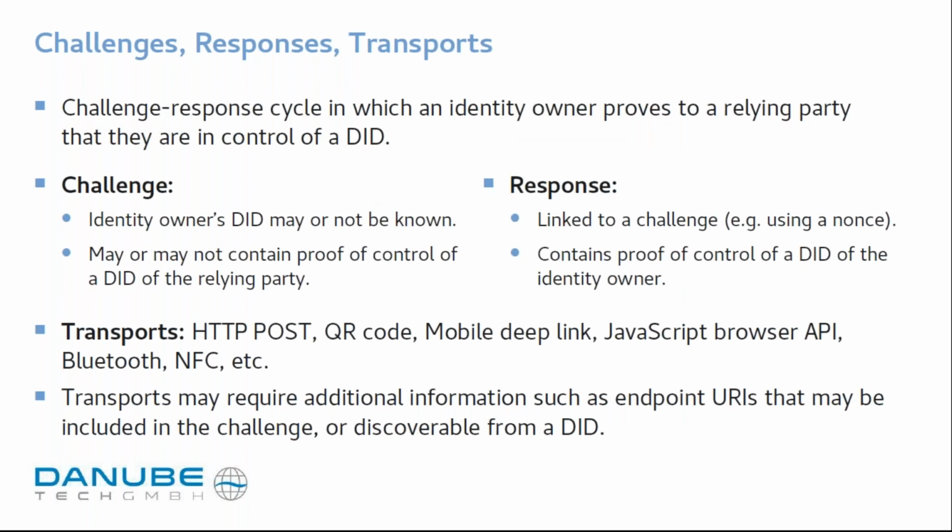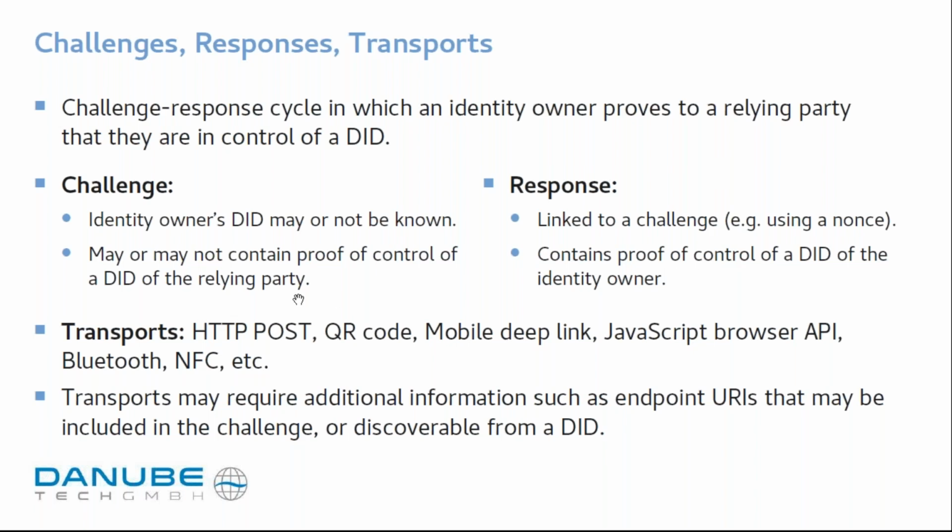Moving on, so this basic approach of having an identity owner, having a relying party, and then proving control of a DID using a challenge and response cycle, as I mentioned, this can come in many different forms. So the way the identity owner and the relying party interact, this can happen through a web browser. It can happen with a mobile app. It could involve Bluetooth or HTTP posts or QR codes or JavaScript APIs. So there are lots of different variations that people are already working on today.